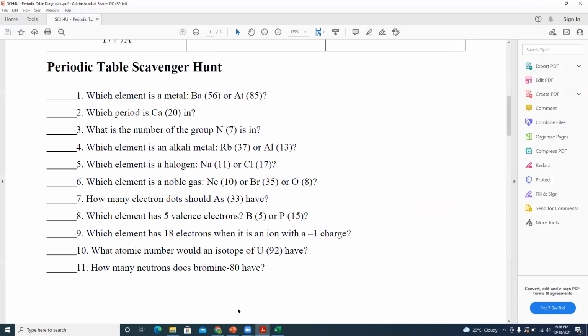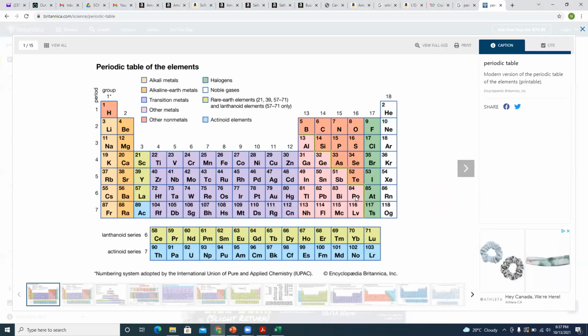Okay. Then which element is a halogen? Is it sodium number 11 or chlorine 17? Let's have a look. So here it is, chlorine 17 or sodium 11. Which one is a halogen? Again, our periodic table is fully labeled, very easy for you guys to see. Chlorine, exactly. Chlorine is a halogen.